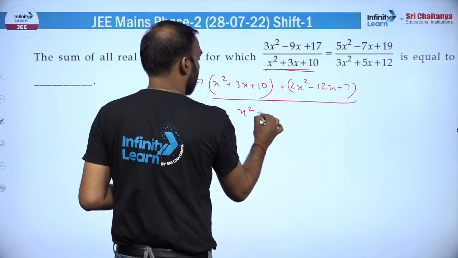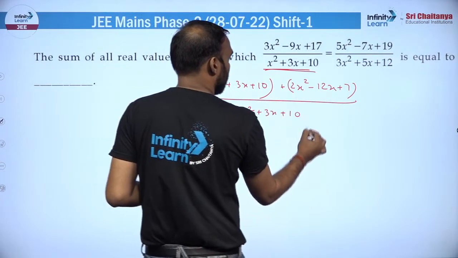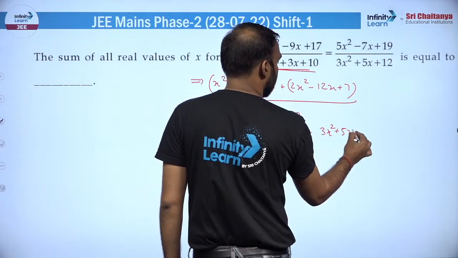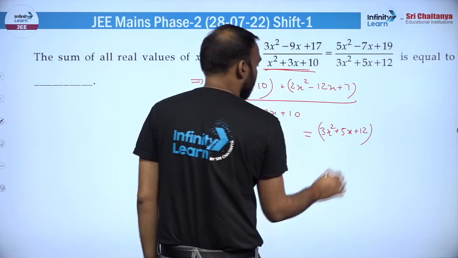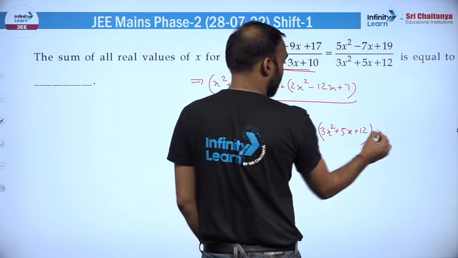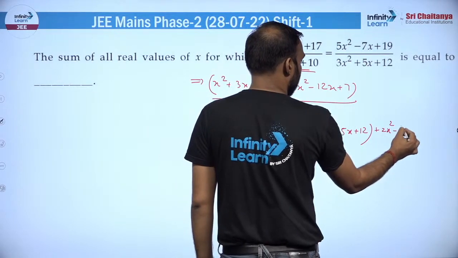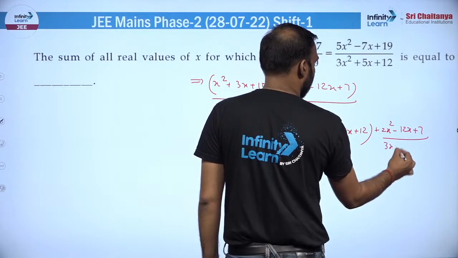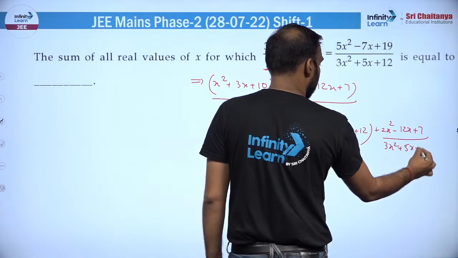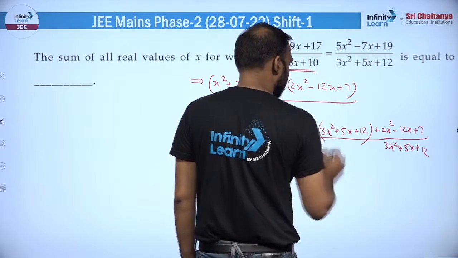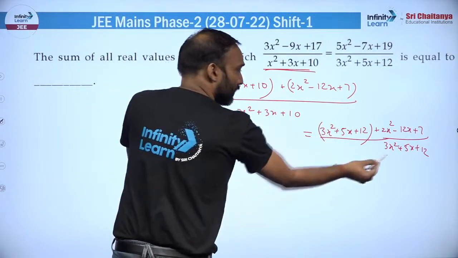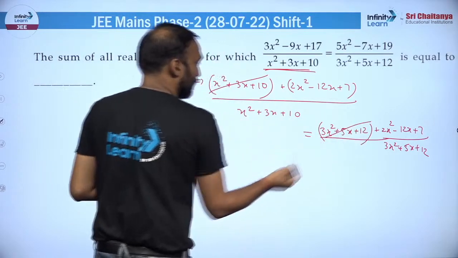This is x square plus 3x plus 10. Now what is the right hand side? I'll have 3x square plus 5x plus 12. Make the denominator in the numerator, 3x square. So you'll have 2x square minus 12x plus 7 upon 3x square plus 5x plus 12. Right? So if I split, this upon this becomes 1, this upon this becomes 1. So this 1 will be cancelled out.